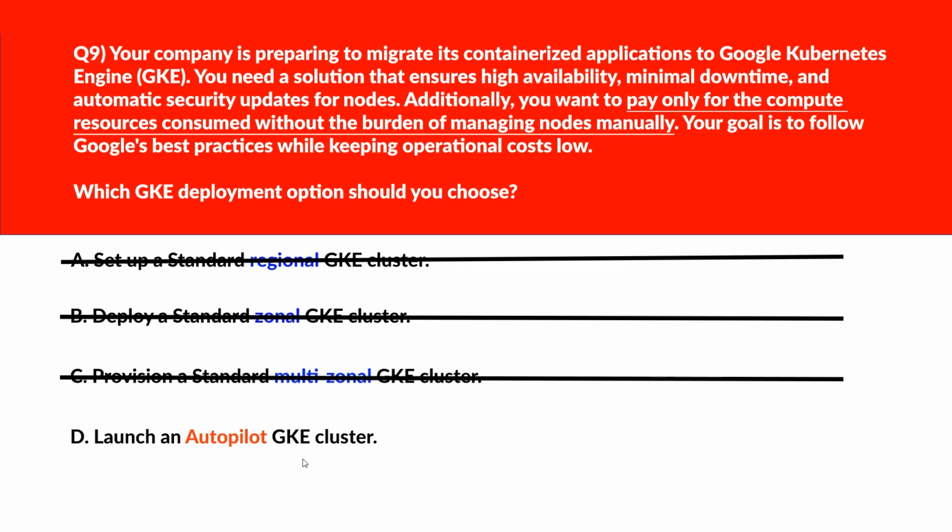D says launch an Autopilot GKE cluster. Autopilot abstracts infrastructure management, which reduces control, which is unsuitable if granular configurations are critical. Let's lock option D as the right choice.